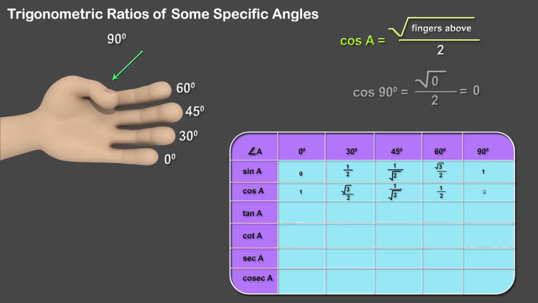There is one more trick to remember the cos values, which is from the sine values. Write the values of sine 0 degree, sine 30 degree, sine 45 degree, sine 60 degree and sine 90 degree in reverse order and get the values of cos 0 degree, cos 30 degree, cos 45 degree, cos 60 degree and cos 90 degree respectively.